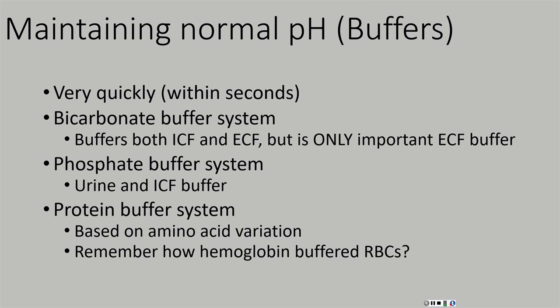Next, the phosphate buffer system buffers the urine, and it buffers the ICF. And the protein buffer system, which actually there are several proteins that act as buffers, and they all work a little bit differently based on their amino acids. Remember, each protein is made of a sequence of amino acids, and different proteins just have a different sequence of amino acids. So different proteins that buffer will buffer differently based on what their amino acid combination is.